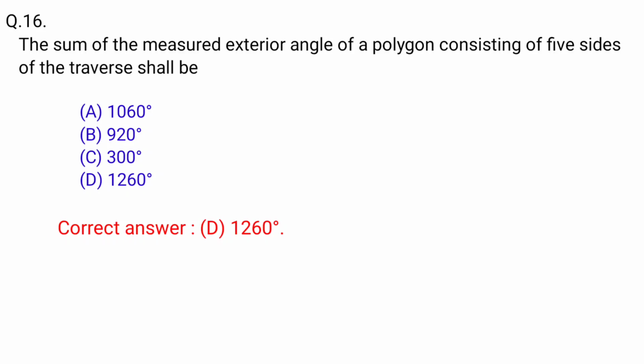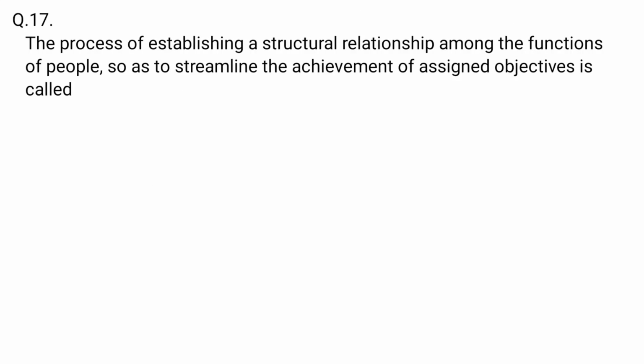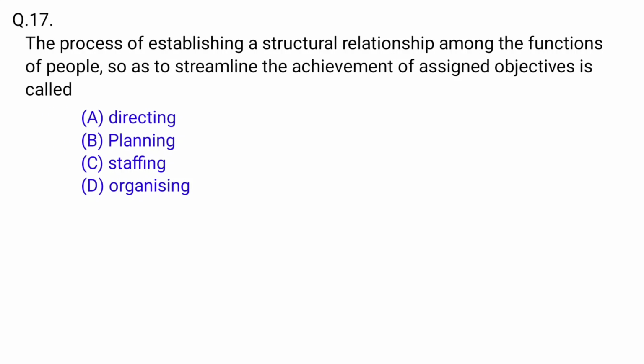Correct answer is option D. 1260 degrees. Next. Question number 17. The process of establishing a structural relationship among the functions of people so as to streamline the achievement of assigned objectives is called. Options: A. Directing, B. planning, C. staffing, D. organizing.